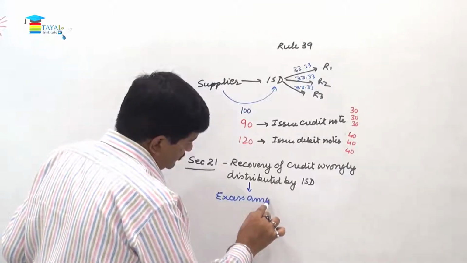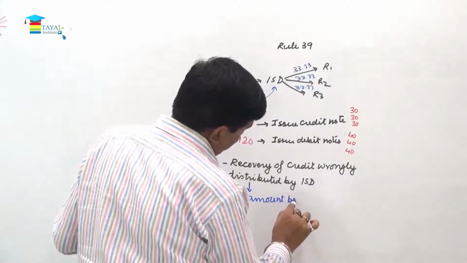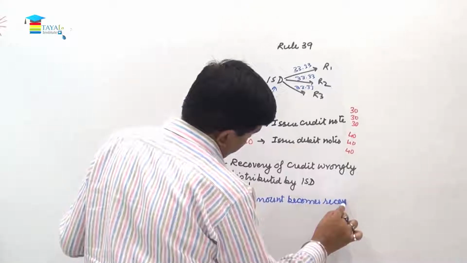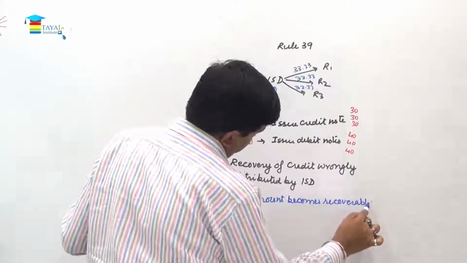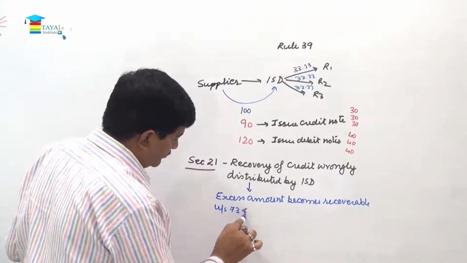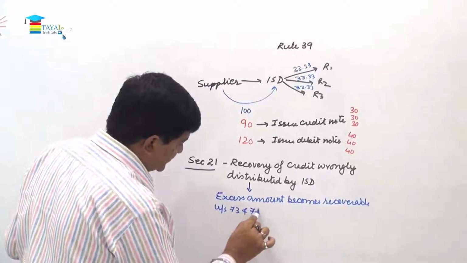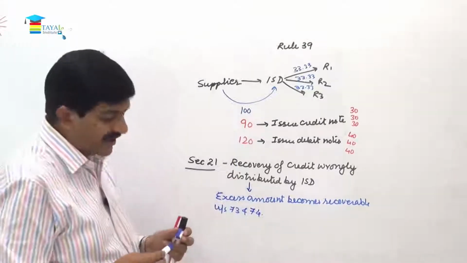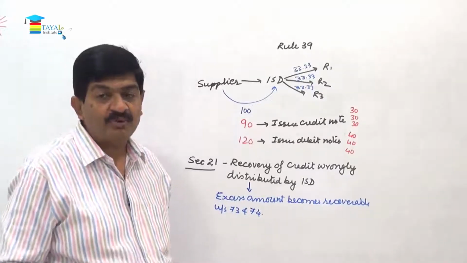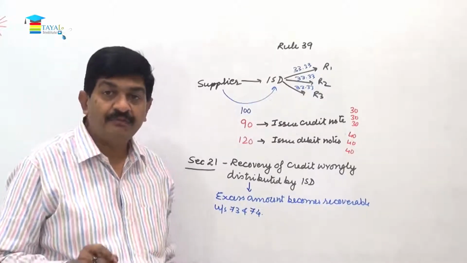So we can simply write excess amount becomes recoverable under section 73 and 74. So when we come to those provisions, those we will discuss in detail, but right now it is enough to write that where the credit has been transferred by the distributor in excess, that amount is recoverable in accordance with the provisions of section 73 and 74.